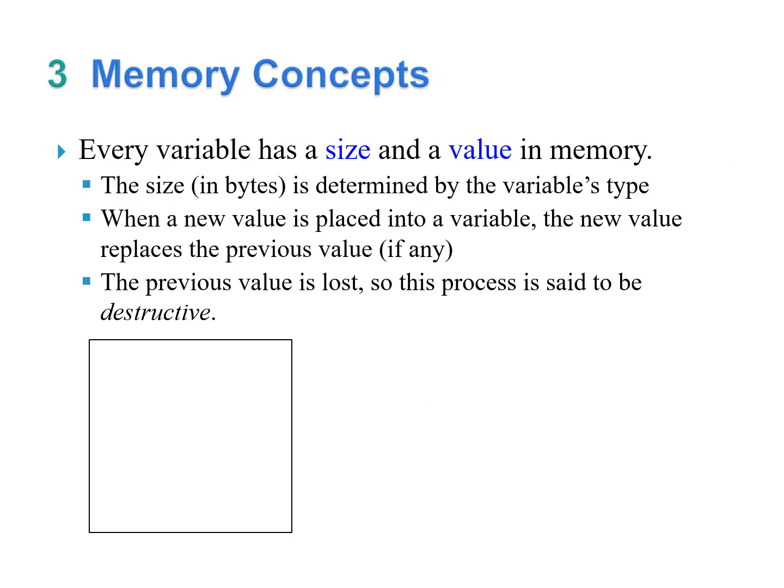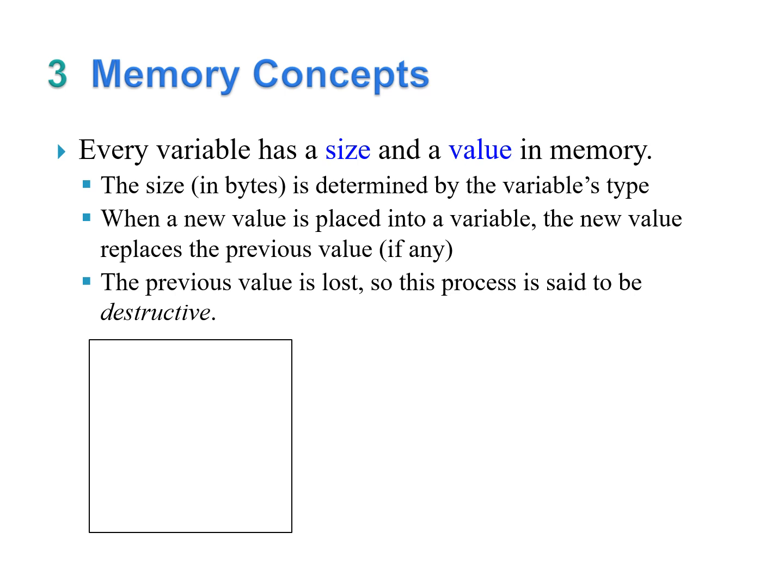Now I'm going to explain the memory concepts related to variables in a program. Every variable has a size and a value in memory. The size in bytes is determined by the variable's type. When a new value is placed into a variable, the new value replaces the previous value of the variable. If that variable had a previous value, then the previous value is lost. So this process is said to be destructive.